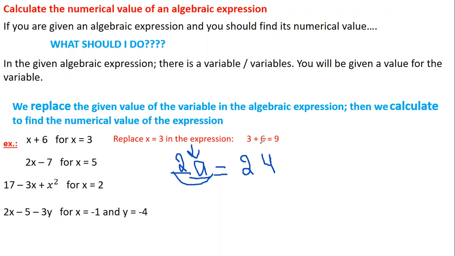To say times, I don't write the times sign. We will learn something new: everything multiplied by a number, we put between parentheses. So what do we mean when we say 2 times 4? 2 parentheses 4. What is 2 times 4? The answer is 8. I will give you guys another example.